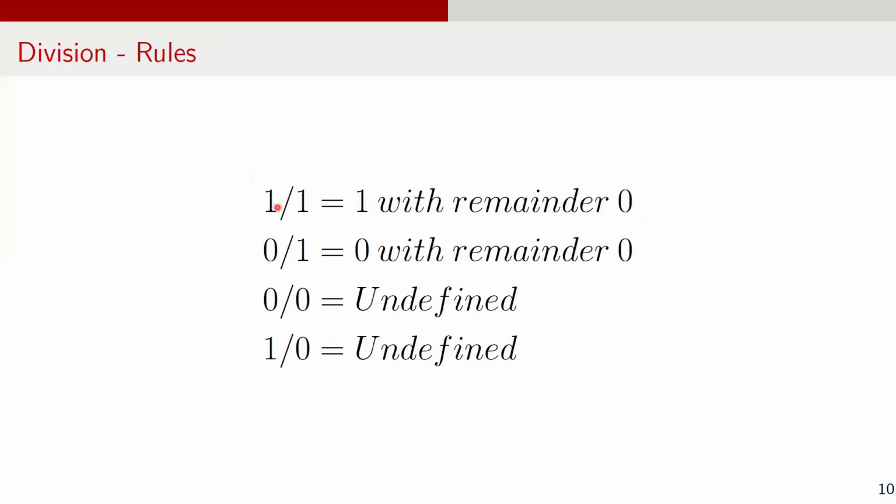The rules of division: 1 divided by 1 is 1 with remainder 0. 0 divided by 1 is 0 with remainder 0. 0 divided by 0 is undefined. And 1 divided by 0 is also undefined. We see that the result is always undefined whenever the divisor is 0.